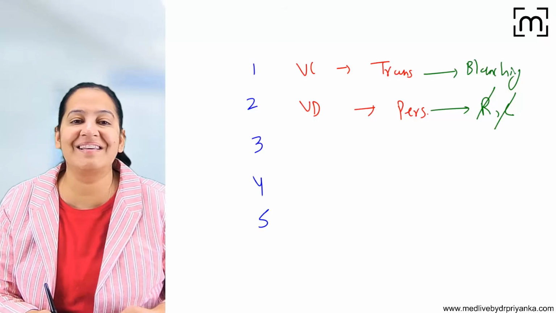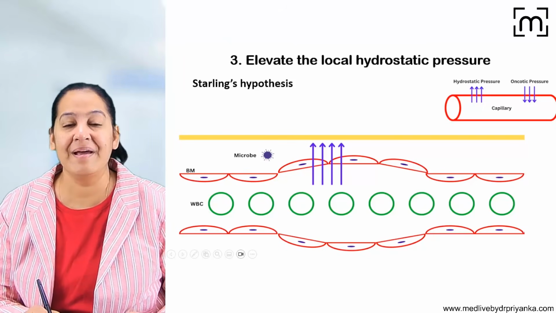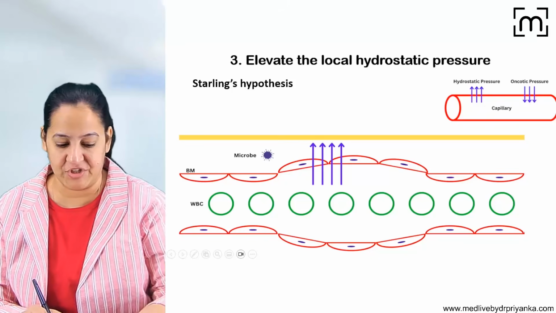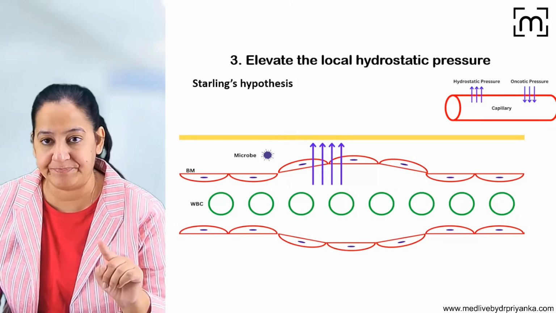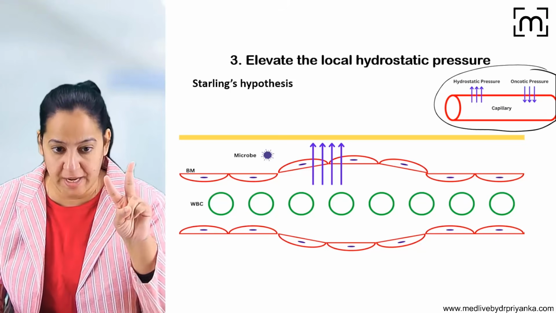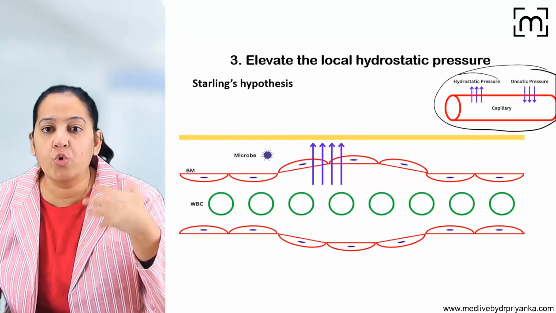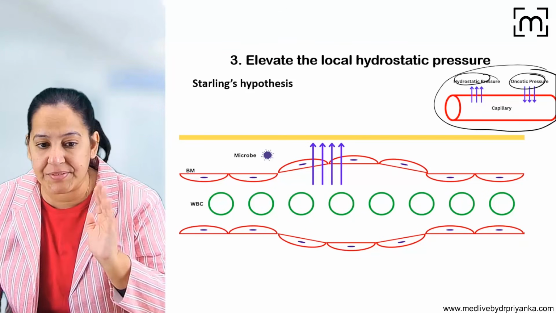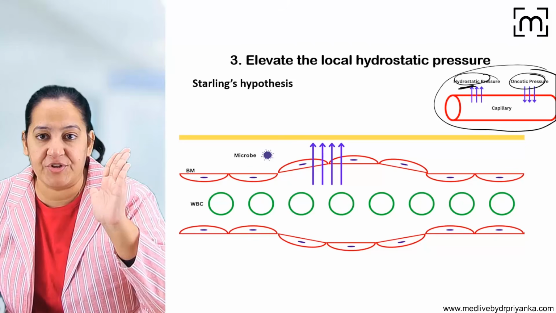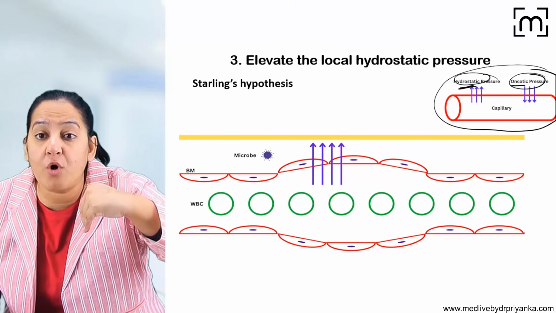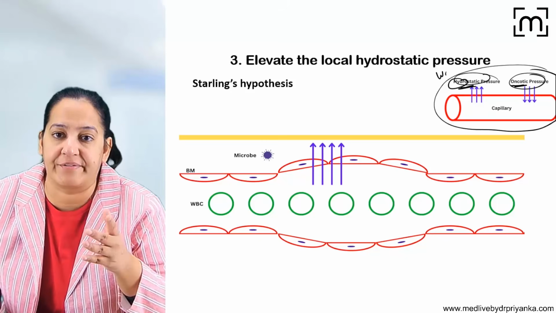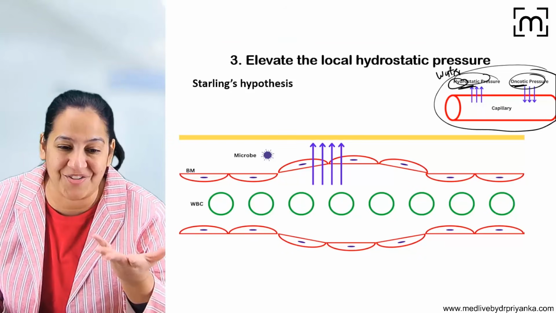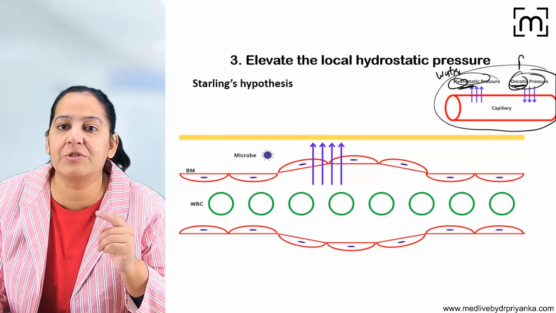Coming on the third step now. Let's start the third step. Third step is increased hydrostatic pressure. So please understand, in a capillary, can you see this is a human capillary? There are 2 types of pressures acting. One is outward, one is inward. Look at the arrows. The outward pressure is hydrostatic pressure and inward pressure is oncotic or osmotic pressure, if you know. Okay. So hydrostatic pressure is due to water. Hydro means water, common sense. And osmotic pressure is due to protein.